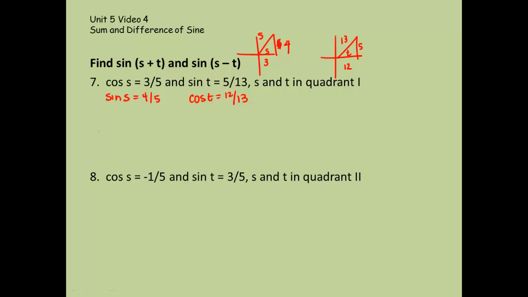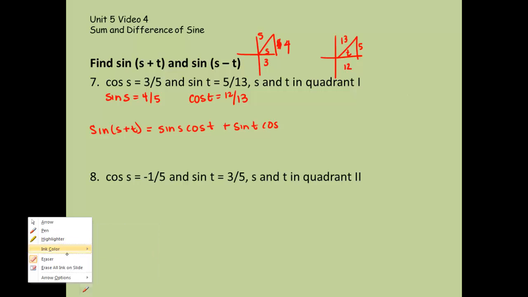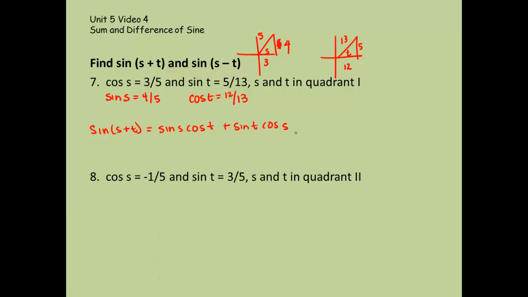And now I can go ahead and write out my formulas. So I have the sine of S plus T to be the sine of S, the cosine of T, plus the sine of T and the cosine of S. So let's fill them in. The sine of S we found to be 4/5. The cosine of T we found to be 12/13. The sine of T they gave us as 5/13, and the cosine of S they gave us as 3/5.